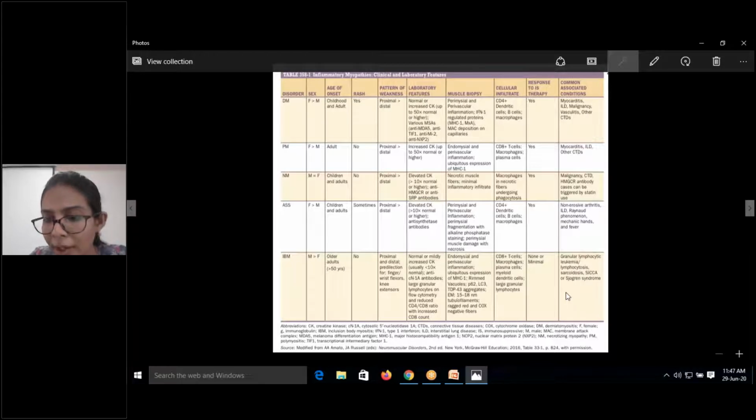Then coming to inclusion body myositis. As I already told you before, the cellular infiltrates are large granular lymphocytes. Usually you see granular lymphocytic leukemia can be present, lymphocytosis can be present, sarcoidosis can be there, and Sicca syndrome or Sjogren's can be there in inclusion body myositis. In dermatomyositis, you can see associated CTDs. Here also you can see Sicca syndrome or Sjogren's syndrome. So that is this table. Once you remember or understand this table, everything becomes easy.